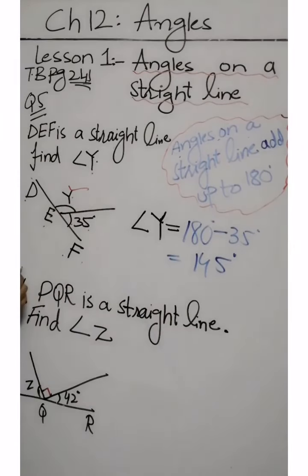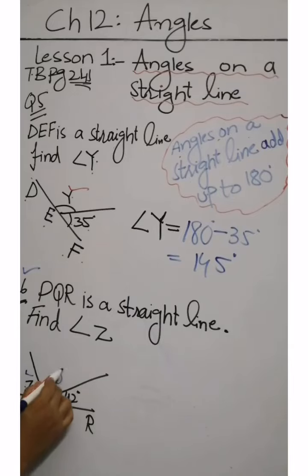This is your question number 6. PQR is a straight line. Find angle Z. We are going to find this angle Z. Now we have two other angles. In class 4, we learned that this box means a 90 degree angle. And here we have 42 degrees.